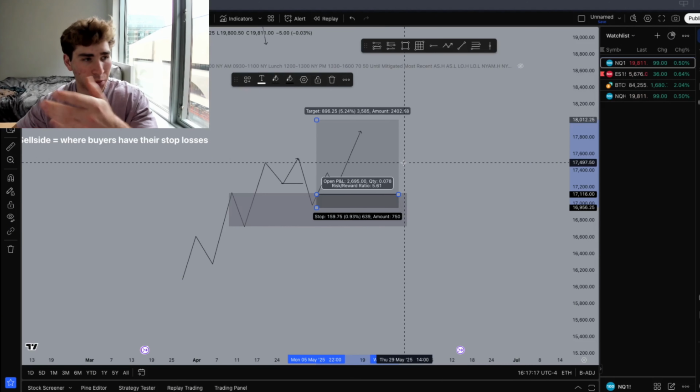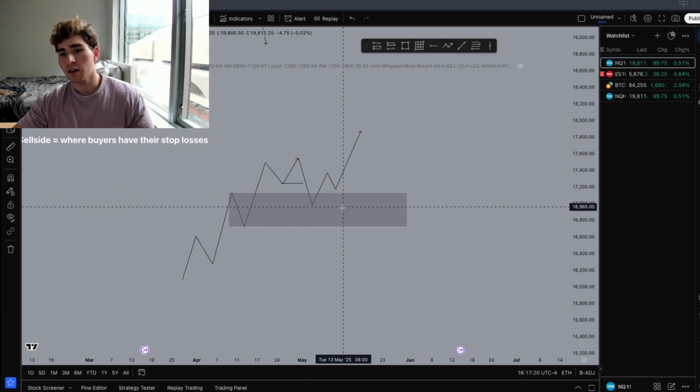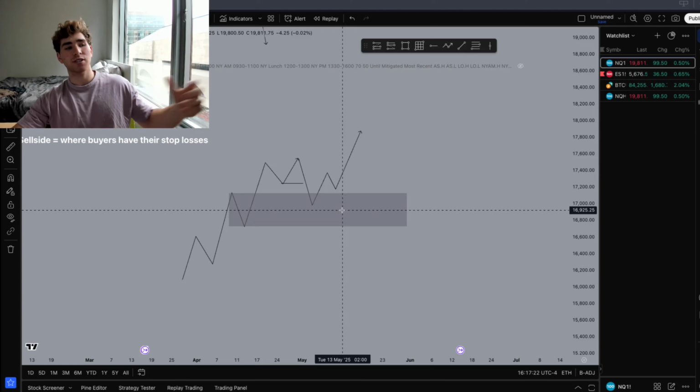Honestly, this is the line. We're not going to trade off a line, but you guys see what I mean. Our job is to trade with the markets. We try to catch the same moves as the markets.